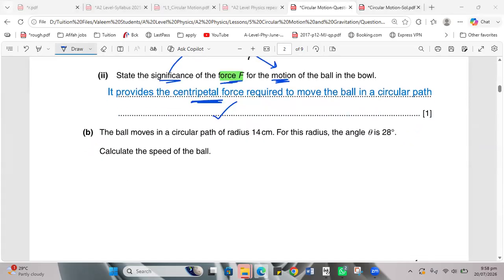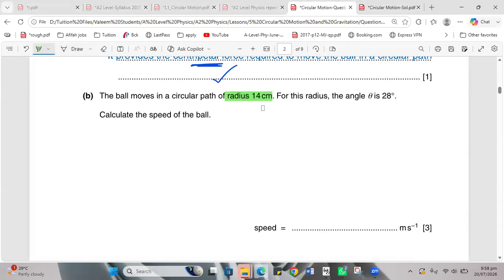All right. Next up. The ball moves in a circular path of radius 14 centimeter. We have the radius. For the radius, the angle is 28 degrees. Calculate the speed of the ball. Notice they just said speed, not angular speed. So they're talking about V. What to do? You just have radius and angle, nothing else. There is no other information.